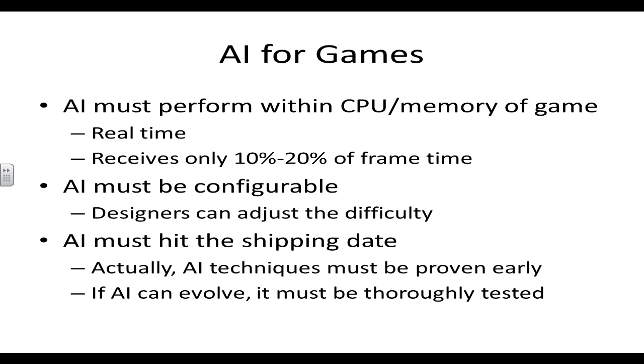The AI has to be configurable because I didn't want some game designer to say, okay, now I'm going to have to dive into the guts of the artificial intelligence. No. You say what level you want it to be, and then we can pop in new artificial intelligence engines as needed. Okay? Also, the AI has to hit the shipping date. One of the things is that a lot of people get excited about artificial intelligence. How many people think artificial intelligence is cool and you want to see little characters running around?